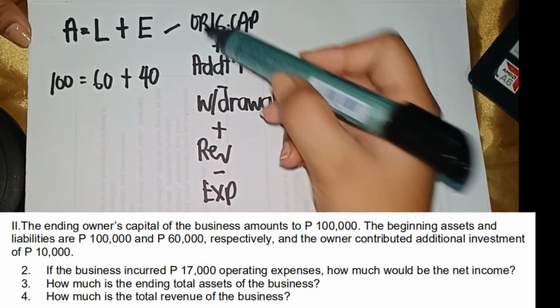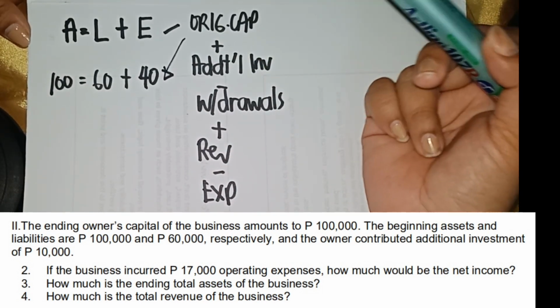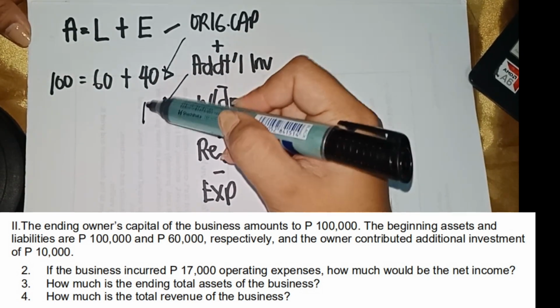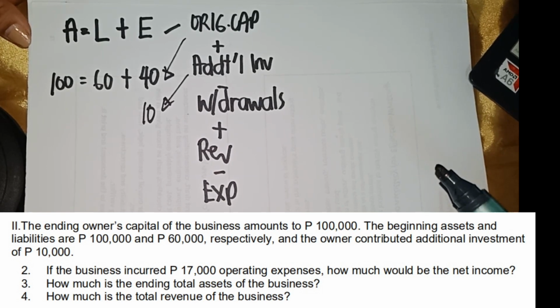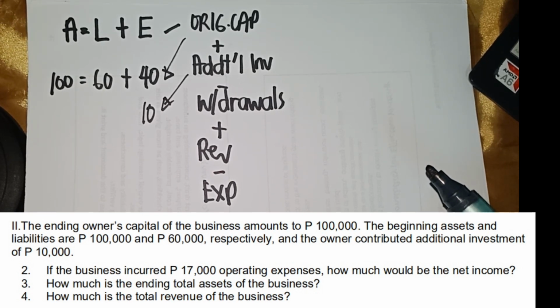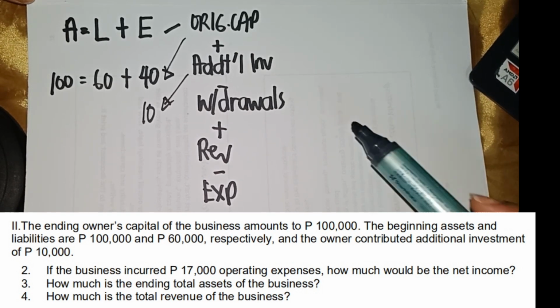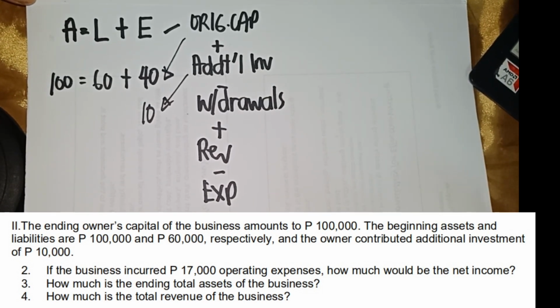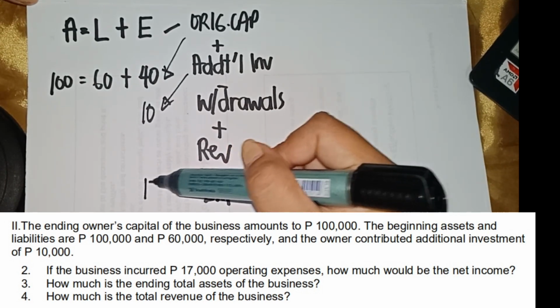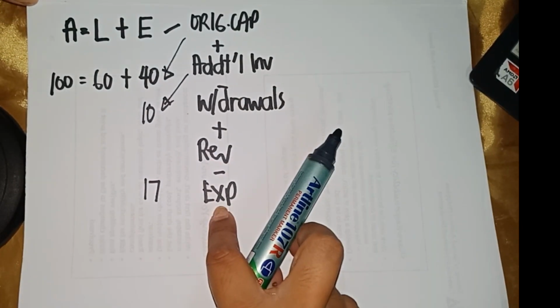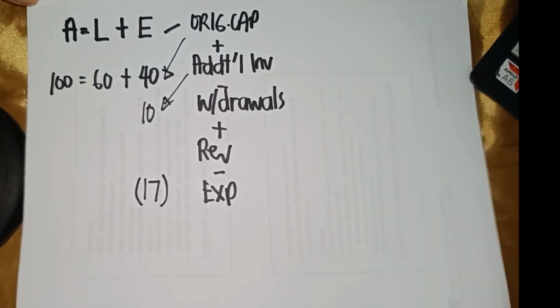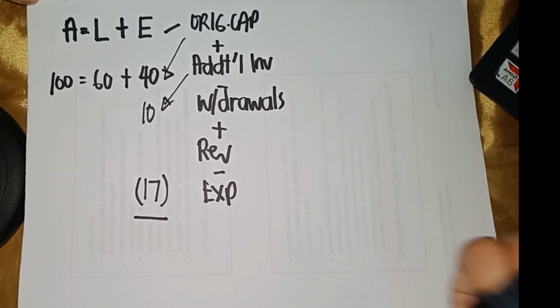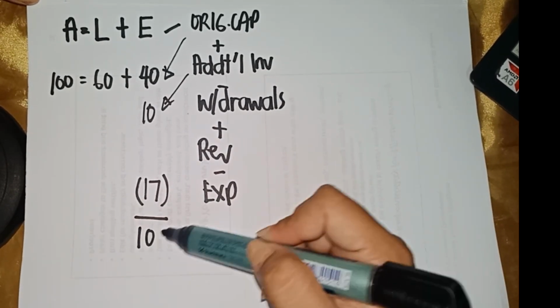So, again, itong 40, ito na yung ating original capital. Next is we have additional investment of 10,000. So, that is being added from 40. And then, since we don't have any given for withdrawals, it's as if wala tayong withdrawals. Next, revenue. Revenue is isa din siya sa mga wala. So, jump to expense. Now, expense is 17,000. So, since expense siya, dapat siyang ibawas. And then, lastly, the ending owner's capital of the business is 100,000.